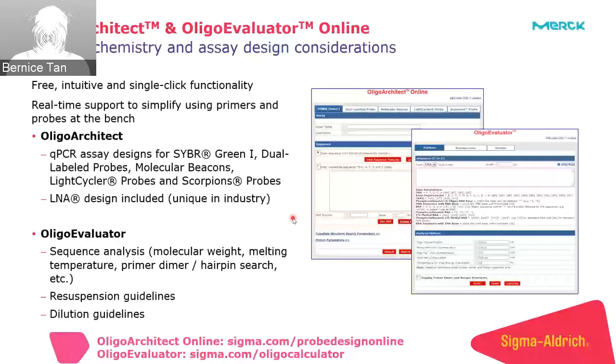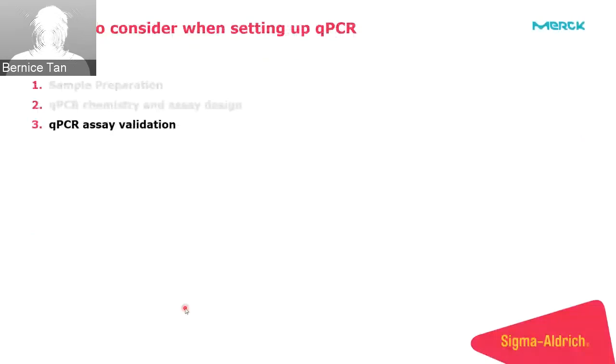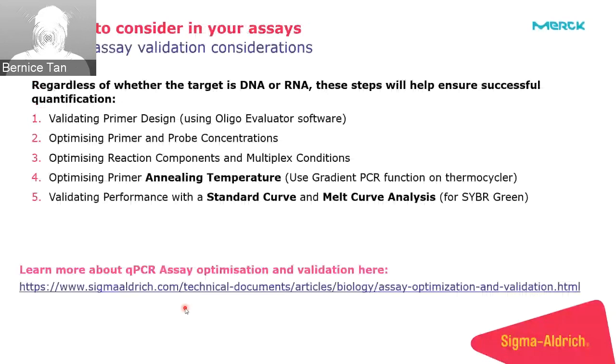Now we move on to qPCR assay validation. So you've got everything you need. You've got good nucleic acids, you've got your assay design. Now you need to consider validating your assay. When it comes to validating your assay, it doesn't matter whether you're starting with DNA or RNA, you need to take these steps to get good results. So you do need to validate your design using Oligo Evaluator. You also need to optimize your primer and probe concentration, as well as your reaction components and multiplex conditions. You also need to optimize your primer annealing temperature. You can do this by using the gradient function on your thermocycler.